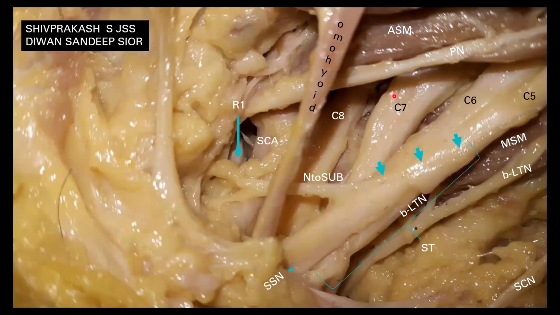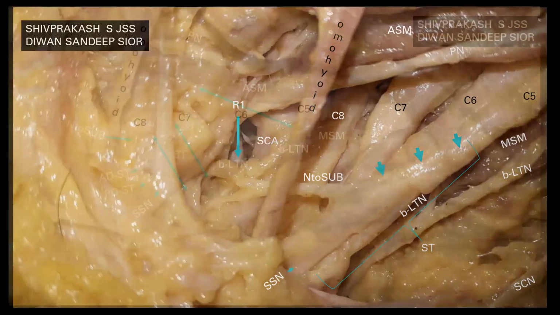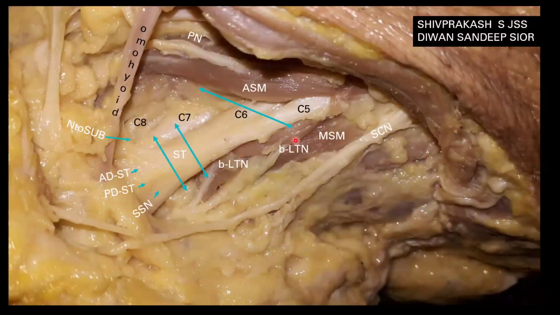And the C7, it doesn't bother about anybody. It just moves along on its own and it forms the middle trunk. What I did not mention in the last slide was that you can see the slips of middle scalene muscle which we have dissected, through which originate the branches of the long thoracic nerve. They all join from C5, C6, and C7 and they form the long thoracic nerve.